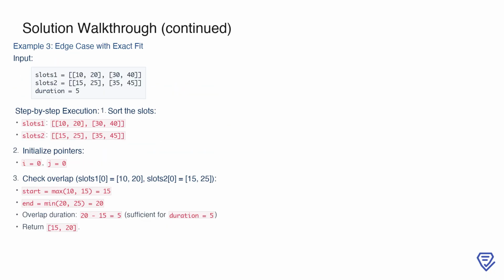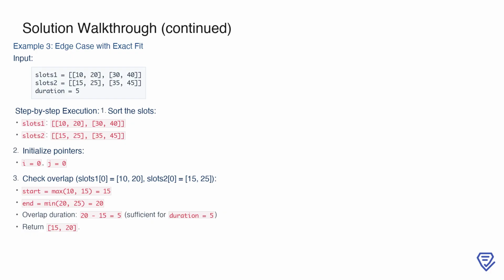In the third example, we're given two lists of time slots where there's an edge case. The overlap between the slots matches the required duration exactly. The required meeting duration is 5 minutes. First, we sort the lists, and again, both are already sorted. Slots1 is [10, 20], [30, 40], and slots2 is [15, 25], [35, 45]. We initialize pointers i and j to 0 and begin by comparing the first slots, slots1[0], which is [10, 20], and slots2[0], which is [15, 25].